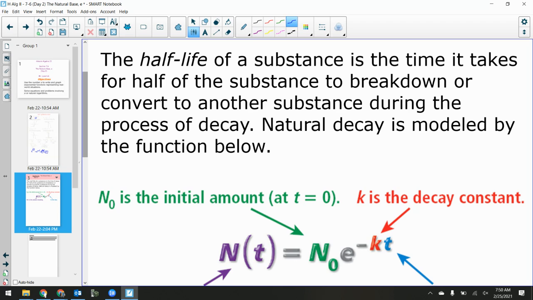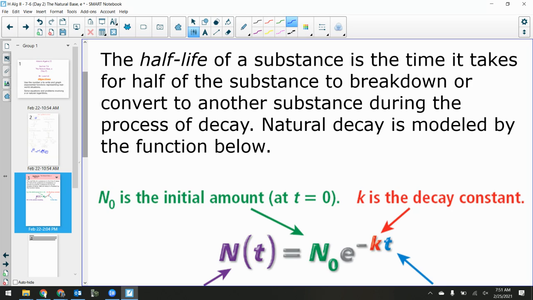So the idea of half-life is that after a given time, half of the substance remains, whatever it may be. If it's some sort of isotope or an element, whatever it is, after so many years, things will decay down, and it'll take a certain amount of time for half of it to remain left over. That's why you get the name half-life, right? So the half-life of a substance is the time it takes for half of the substance to break down or to convert to something else during the process of decay.